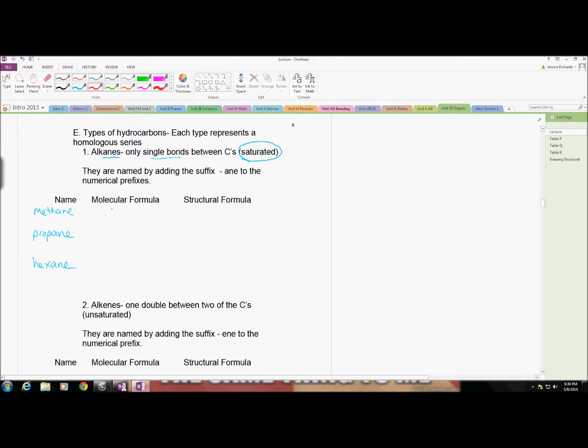When you go to find the molecular formula, you should go to Table Q and find the general formula. For alkanes, it's CnH2n plus 2. Then you look at the names and check out the prefixes. The prefixes you look up on Table P. Meth means 1 carbon, prop means 3 carbons, and hex means 6 carbons. So if I were to take that 1 and plug it into the end, I have C1H. 2 times 1 is 2, plus 2 is 4. We'll do the same thing for propane and hexane.